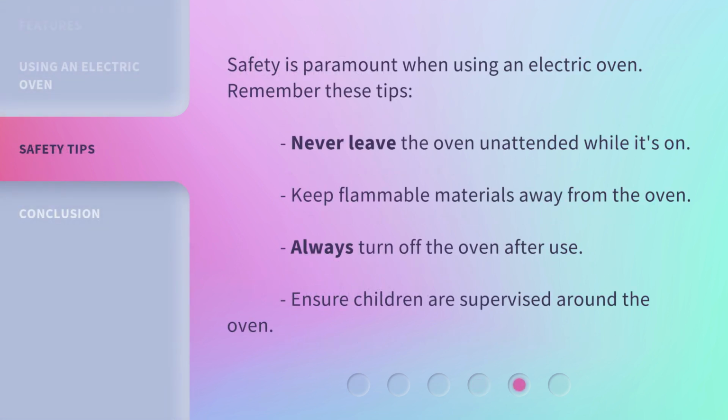Safety is paramount when using an electric oven. Remember these tips. Never leave the oven unattended while it's on. Keep flammable materials away from the oven. Always turn off the oven after use. Ensure children are supervised around the oven.